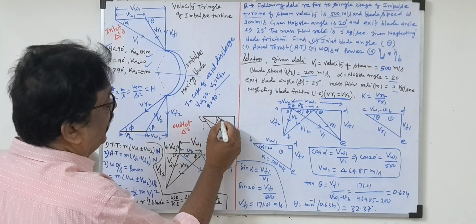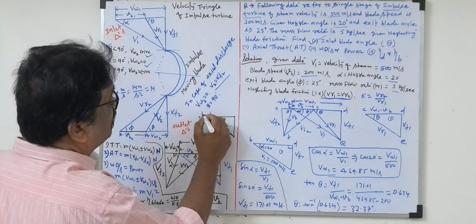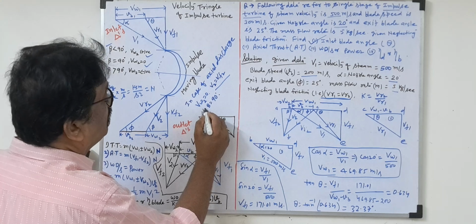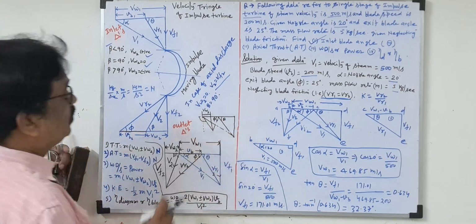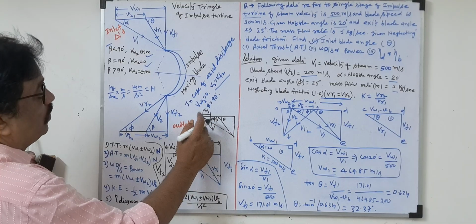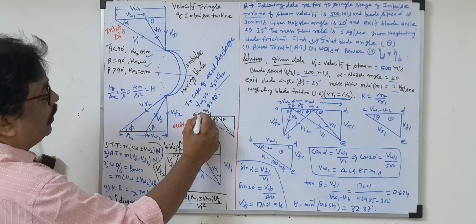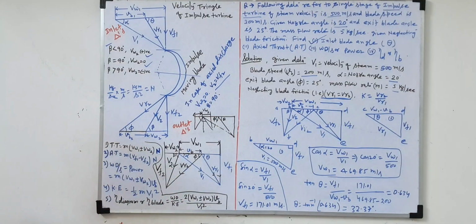Whatever the phi angle, whatever the theta angle, draw the vertical line. This length will be Vw2. This Vw2 will be negative. If this is perpendicular, Vw2 is 0. If it is an acute angle, Vw2 will be positive. So positive and negative meaning is this only.